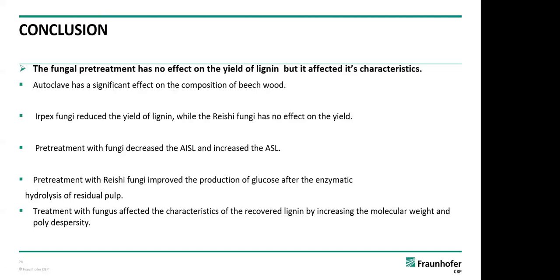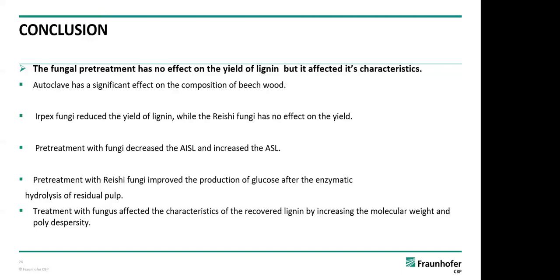Last but not least, we conclude with the following findings. The fungal pretreatment has no effect on the yield of lignin, but it affected the characteristics of lignin. Also, autoclaving has a significant effect on the composition of beechwood. Ibex fungi reduced the yield of lignin, while the Ritchie fungi had no effect on the yield. Pretreatment with fungi decreased the acid-insoluble lignin, which is Klason lignin, and increased the acid-soluble lignin.